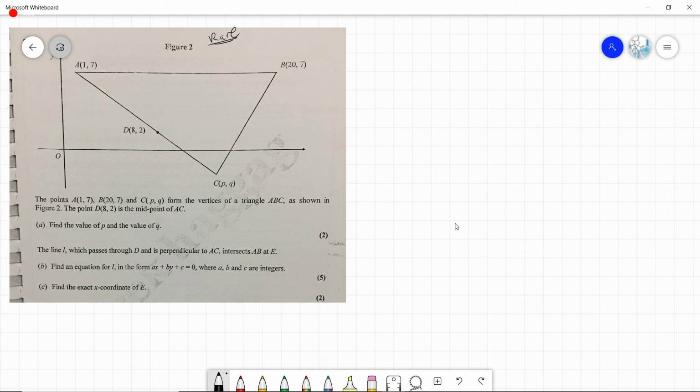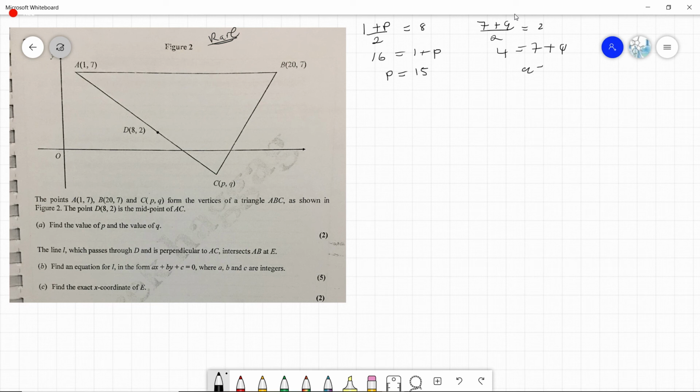If we know that A and C, the midpoint is 8, 2, we can straight away say that if we add 1 plus P and divide it by 2, that will give me the x value 8. If you cross multiply, you'll have 16 equals 1 plus P. Therefore, P must be equal to 15. I can check it: 1 add 15 is 16, and 16 divided by 2 is 8. So that's done.